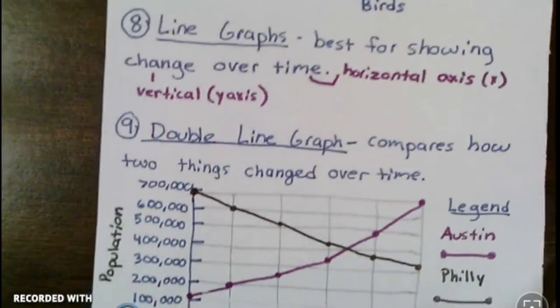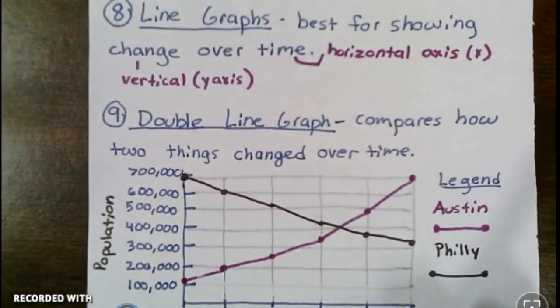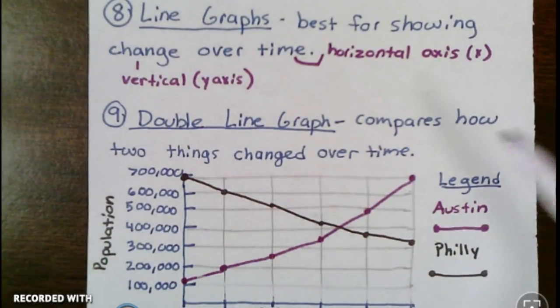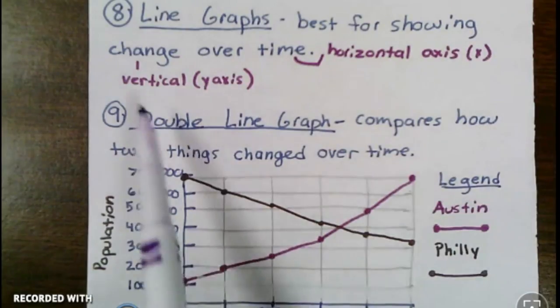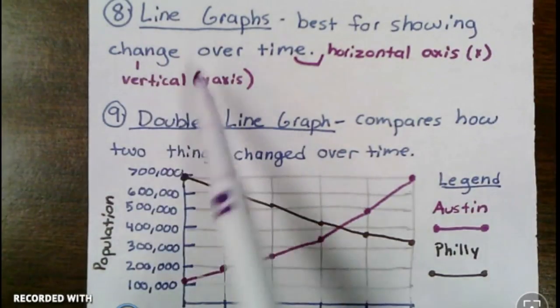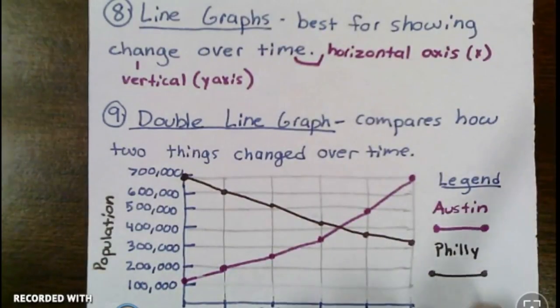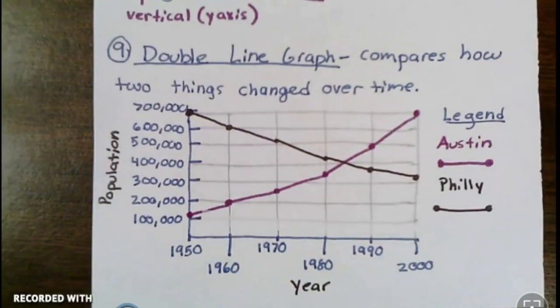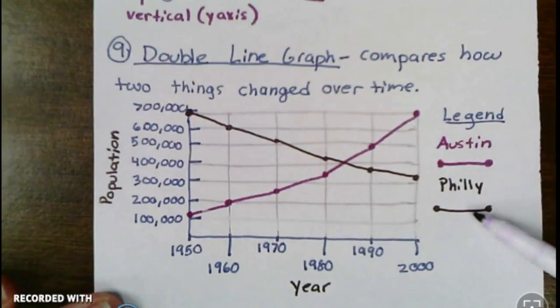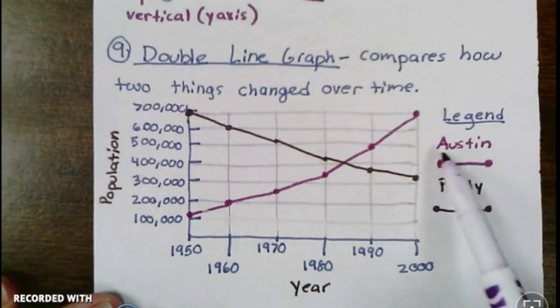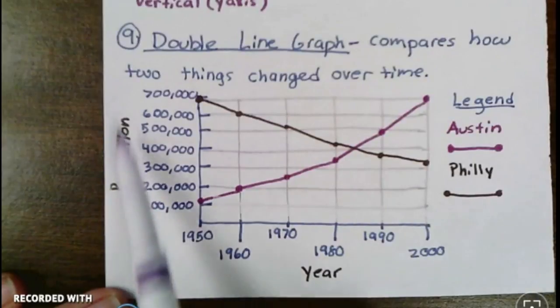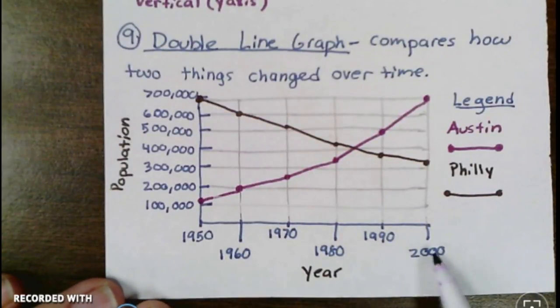And now our last type of graph that we're going to talk about is line graphs. Line graphs are best for showing change over time. The horizontal axis is your x, and your vertical axis is your y axis, okay? And whenever there's some amount of time elapsing, you always use a line graph. A double line graph compares how 2 things change over time, and we can have a legend to help us figure it out. So here I've got Austin and Philly, and this is their population over, and we've got our years down here.